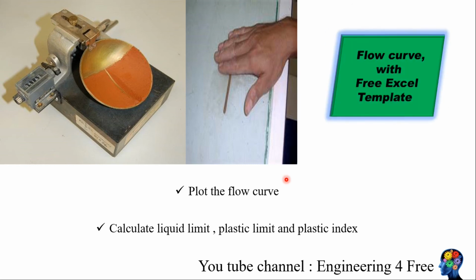Today's topic will be the flow curve. We'll see how to plot a flow curve for fine-grained soils, and we'll look at the Atterberg limits. Atterberg limits are important in fine-grained soils. They include the liquid limit, plastic limit, and sometimes the shrinkage limit. We will also see an index called the plasticity index.